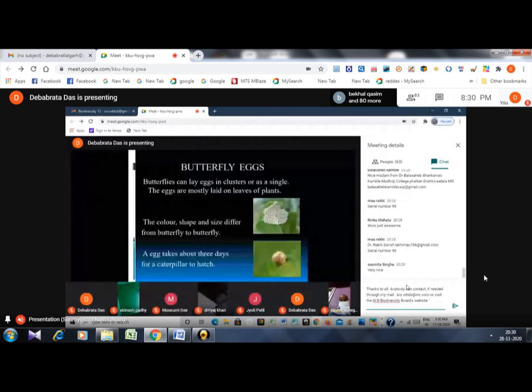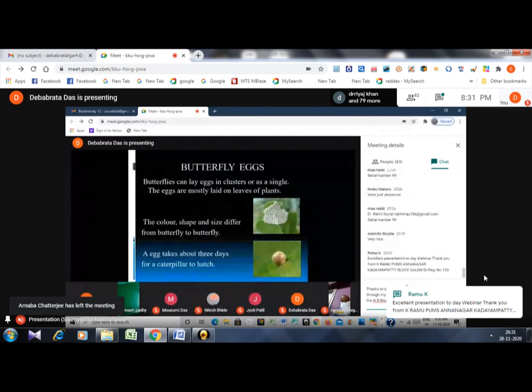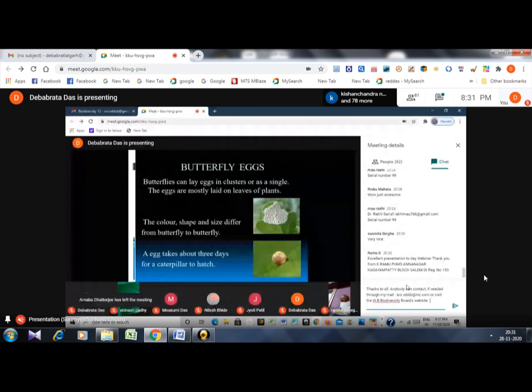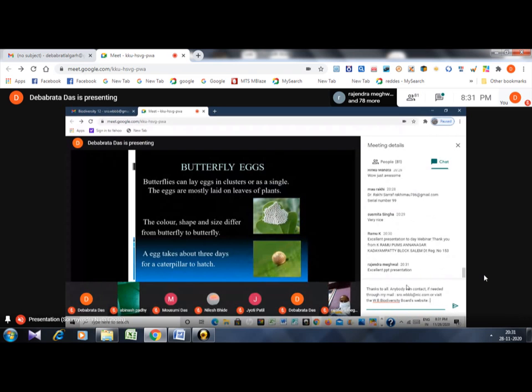They do this because the eggs are very small and can get destroyed, so some of the population may survive. That is the reason they lay eggs in such big clusters. And as you can see in both pictures, eggs vary in color, shape, size, etc. The first one looks like pearls, and the second one has grooves on it, and the color is also different. And a caterpillar hatches from the eggs about 3 or 4 days after the egg is laid.